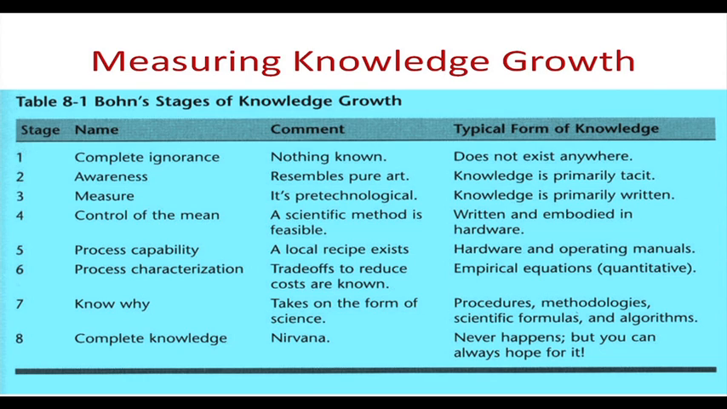Then you control the means. So, you apply a specific method, and then it is written and embodied in hardware. So, you are using certain technology to ensure that this tacit is transformed into explicit. Then you have the next stage, you move to the process capability. That is, yes, now you have explicit knowledge in the form of hardware, manuals, processes, guidelines, okay, and then you see whether it is going well or not.